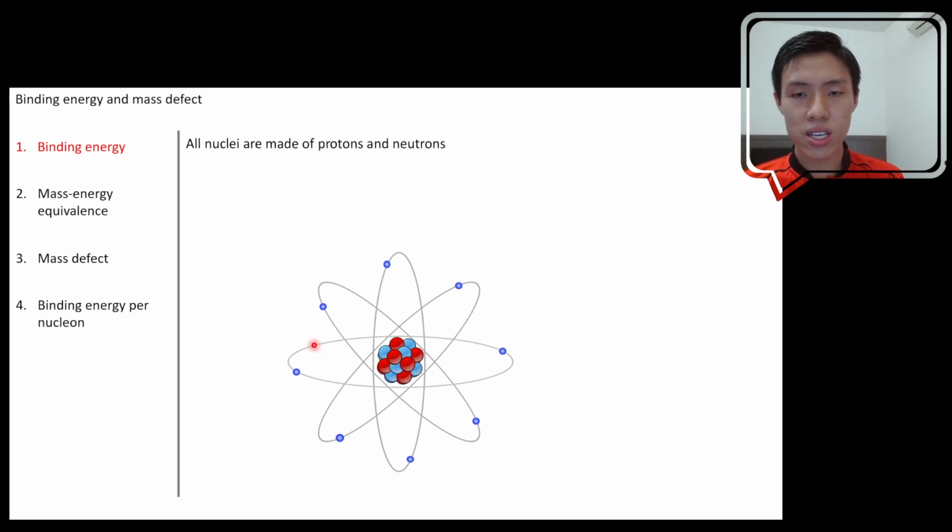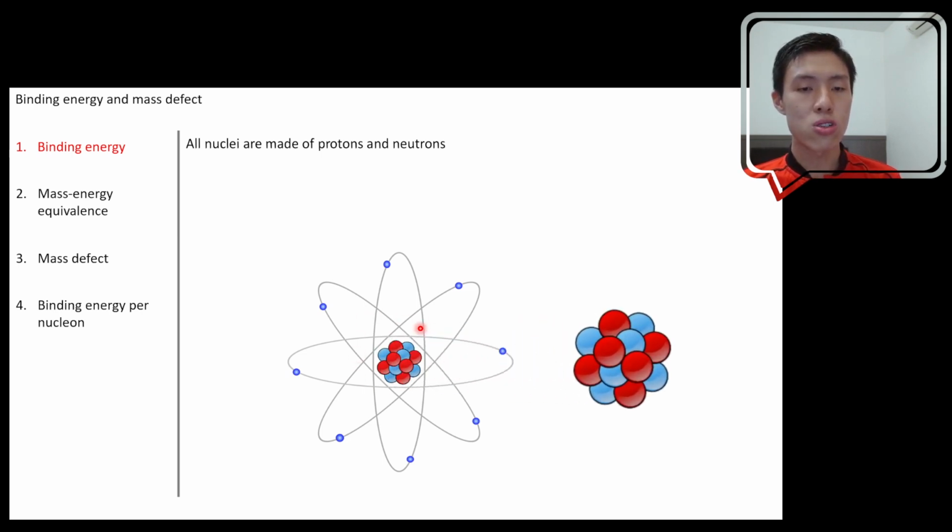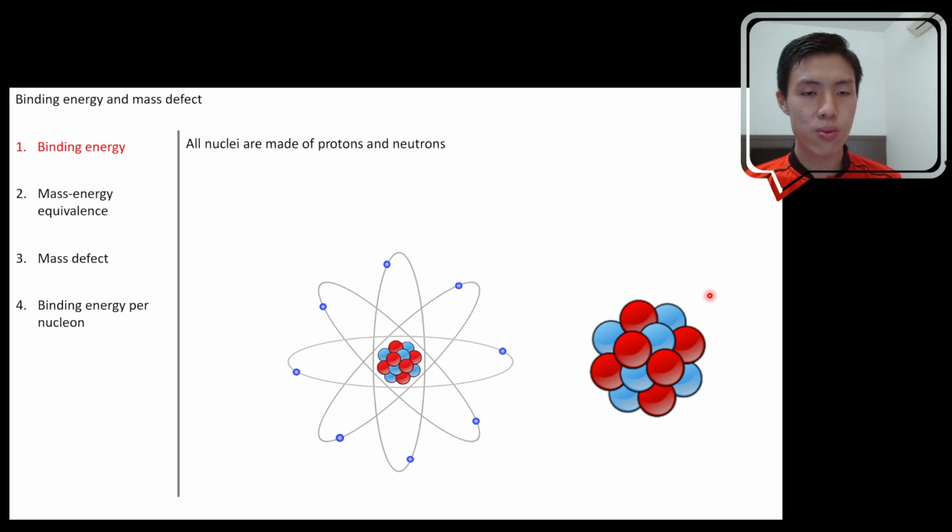Here I'm going to show you a cartoon representation of an atom, but our focus here is what's in the middle over here. We are focusing on the nucleus that is in the middle of this atom. If we look inside of it, we can see that the constituents that make up this nucleus can only be either protons or neutrons. Sometimes there will be more protons, sometimes there will be more neutrons. But no matter what, it's only protons and neutrons.